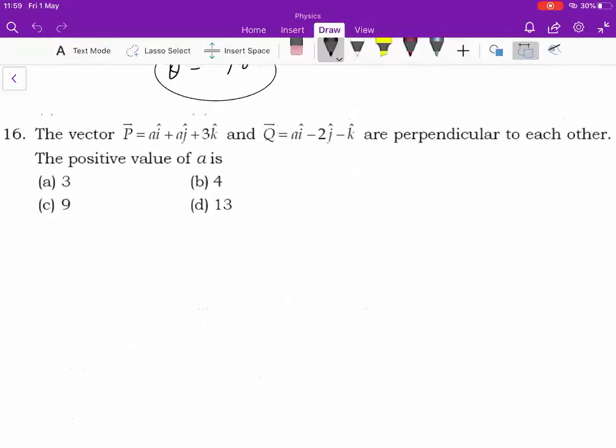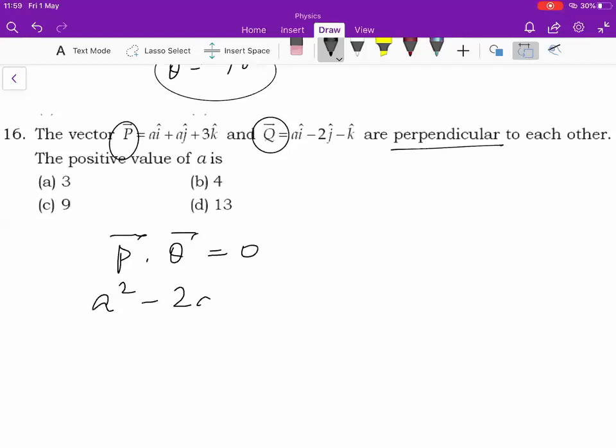If this vector P and this vector Q are mutually perpendicular, then their dot product should be 0. We know that. तो आपका डॉट प्रोडक्ट क्या आएगा? a square minus 2a minus 3 is equal to 0. Now you have to just solve this quadratic and get the positive value of it. That will be your answer.